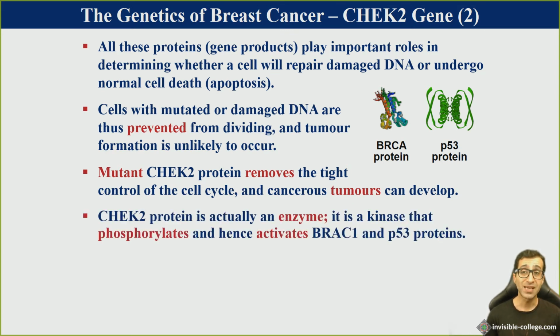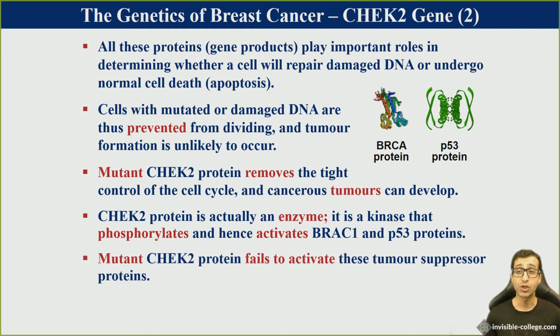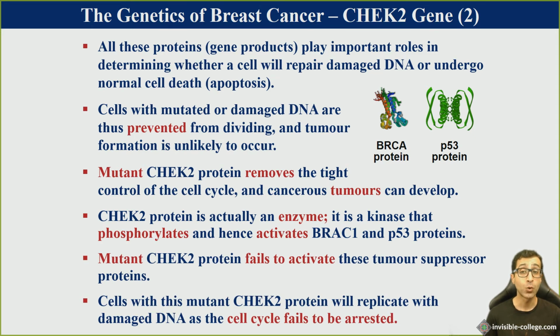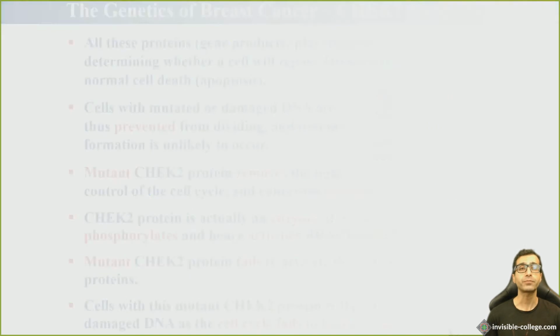So the CHEK2 protein is actually an enzyme. It's a kinase which phosphorylates and therefore activates both BRCA1 and the p53 proteins. Therefore, the mutant CHEK2 protein fails to activate these tumour suppressor proteins, so cells with the mutant CHEK2 protein will therefore replicate with the damaged DNA as the cell cycle fails to be stopped.